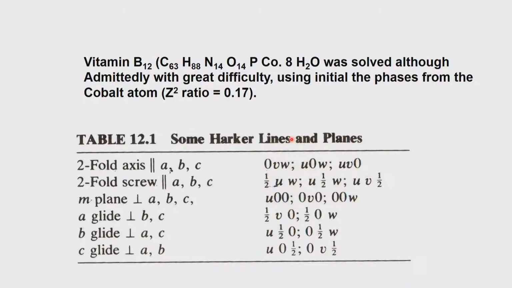A similar argument goes for the Harker lines. In the case of the mirror and the glide planes, instead of getting Harker planes, you get Harker lines. So, there will be lines of symmetry about which you will get information. For example, if there is a mirror plane perpendicular to A, perpendicular to B or perpendicular to C, the corresponding Harker lines will be U00, 0V0, 00W. So, we have to look along the axes U, V and W. And if there is an A glide, it will now have to have a half component here. So, we look at half V W if the A glide is perpendicular to B, and if the A glide is perpendicular to C, we get half 0 W and so on.